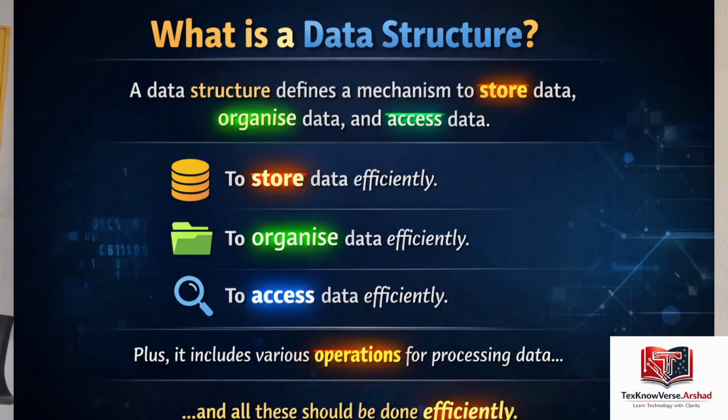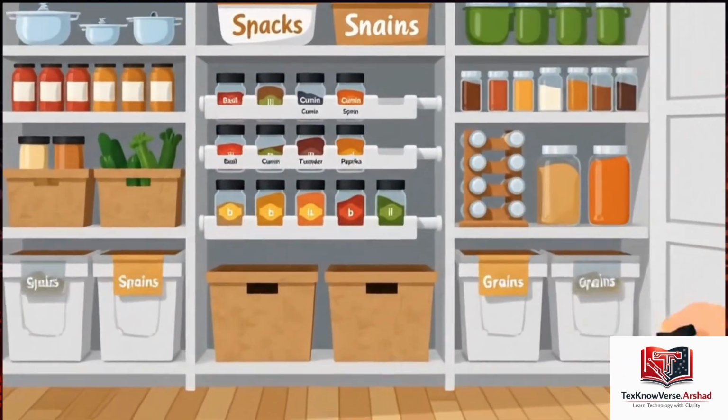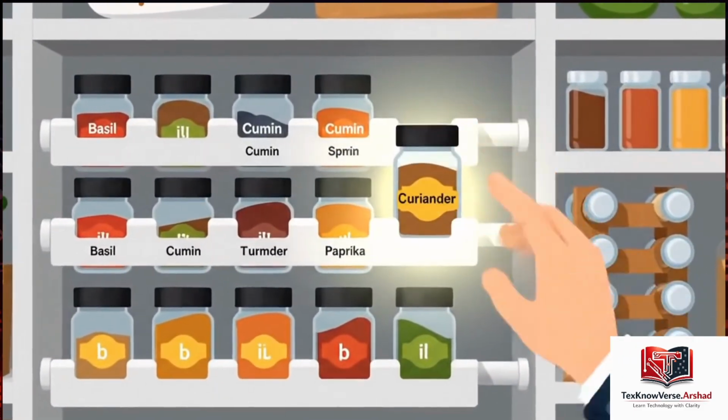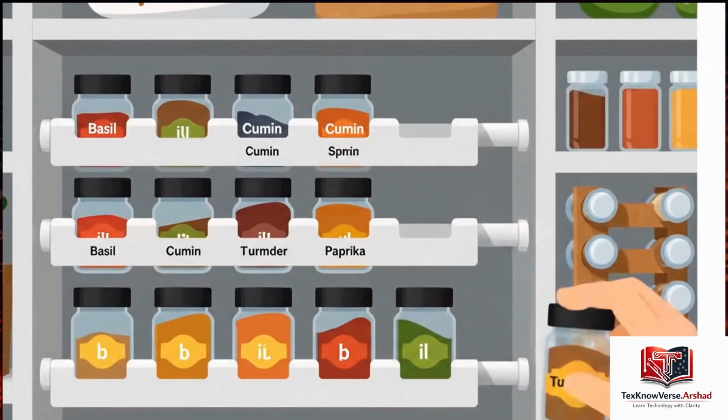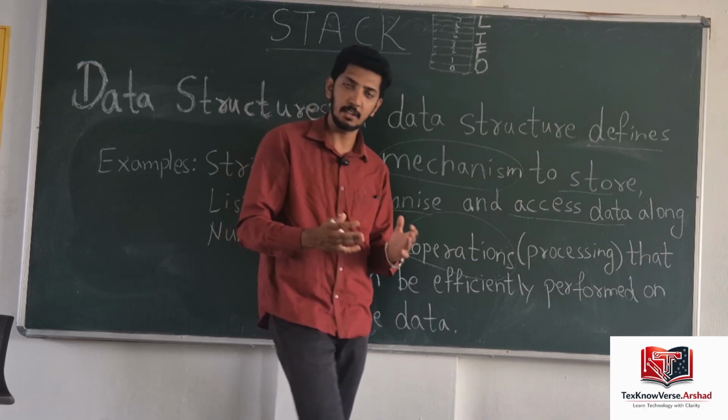If all these things fit perfectly for a particular data type, then that is nothing but a data structure. So what did we learn about data structure? Data structure tells how to store the data, how to organize the data and how to access the data with the help of various operations that can be easily performed on the data which is being stored. So that is a data structure.